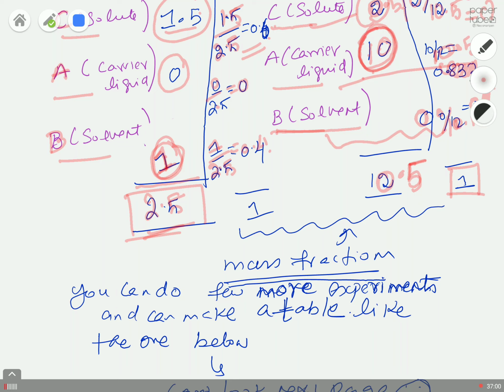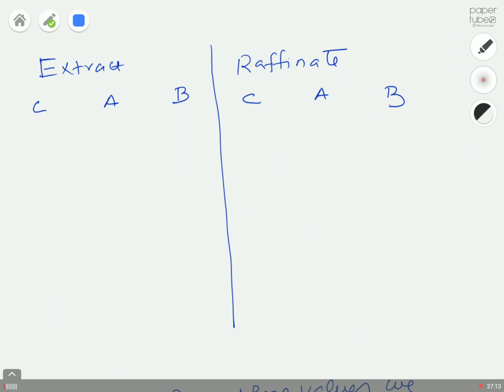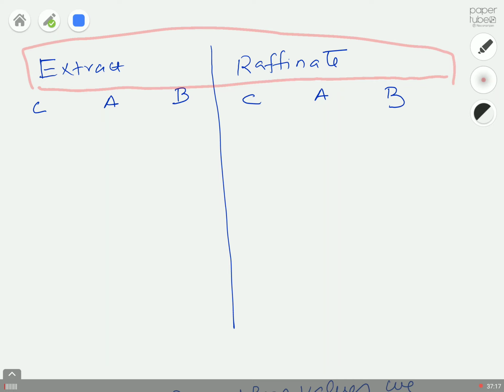Always remember that if you have to plot something on the ternary diagram... forget it, we will come back to that later. When you do the tutorial, you will understand a bit more. I just made a table to show how we get this liquid equilibrium data.